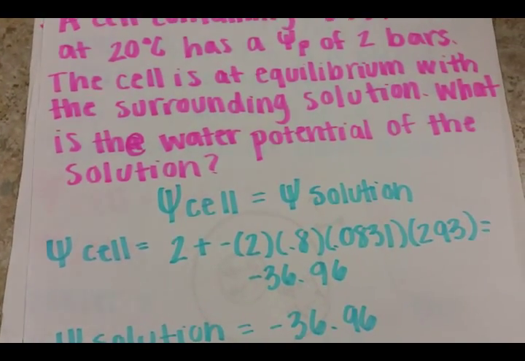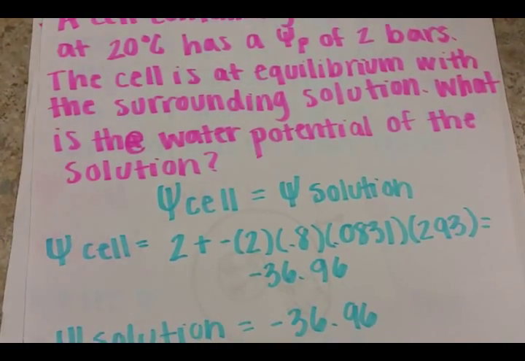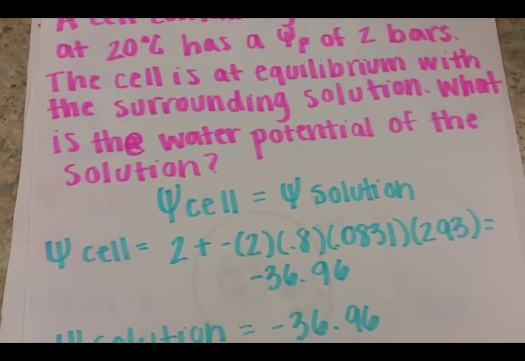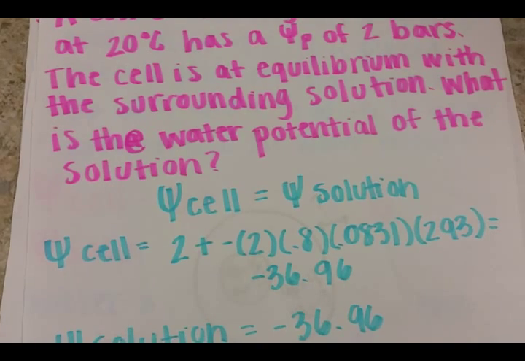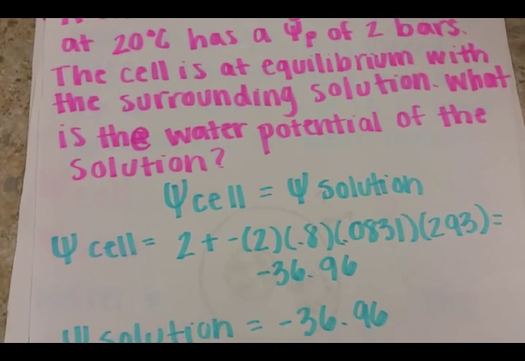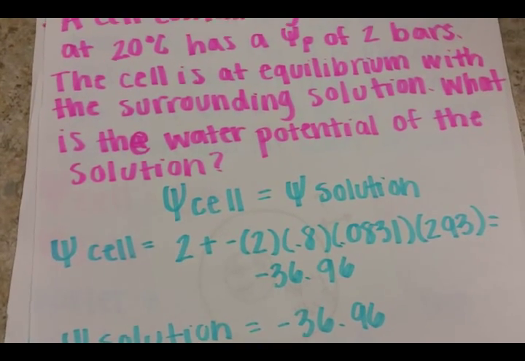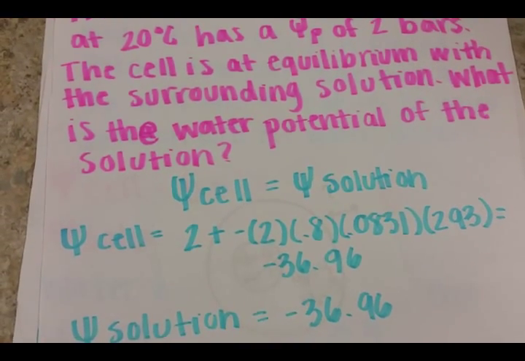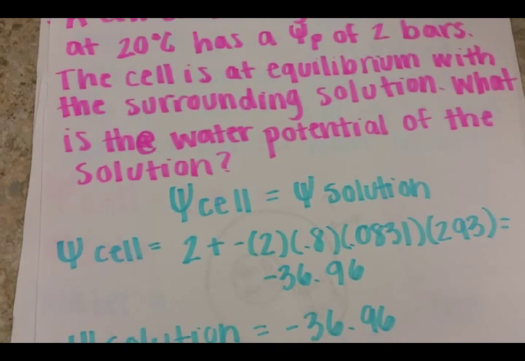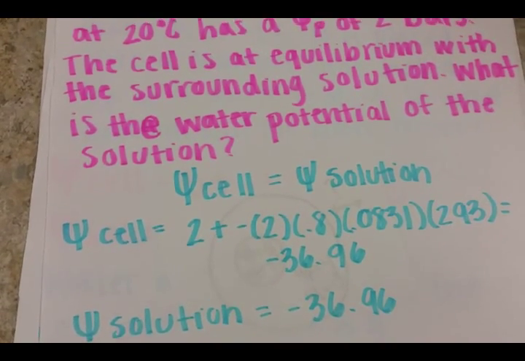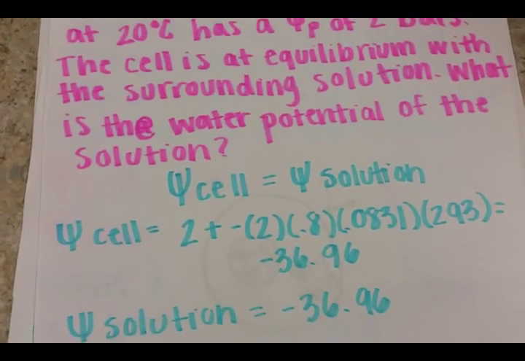Because the solution is at equilibrium with the cell, the water potential of the cell is going to equal the water potential of the solution. So in order to find the water potential of the solution, you have to find the water potential of the cell. So you're going to add the 2, which is your pressure, plus your negative iCRT value, which will give you negative 36.96, which means the water potential of the solution is negative 36.96.